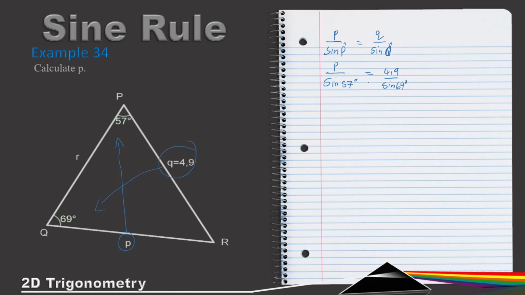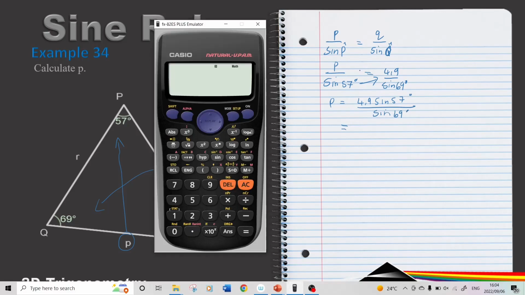All right. And then we are going to use cross multiplication to isolate P. So P is equal to 4,9 sine 57 degrees over sine 69. And all that's left now is just to substitute it into the calculator. Okay, so normally we round off to 2 decimal places, so it'd be 4,40, but since it ends with a 0, I'm just going to write 4,4.